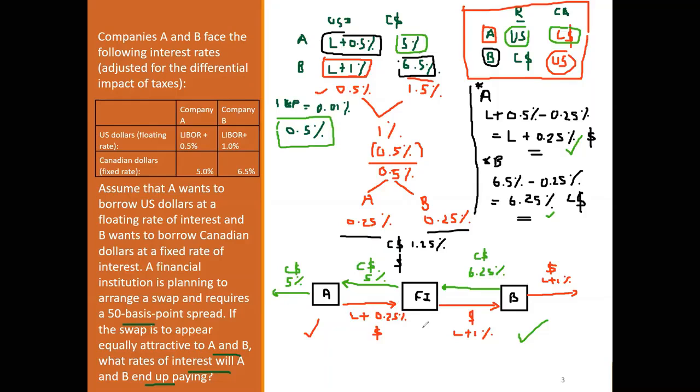In dollars, the financial intermediary is receiving LIBOR plus 0.25%, but it is paying LIBOR plus 1%. It is paying 0.75% extra. So the return in dollars would be minus 0.75. So in fact, the return to the financial intermediary has been only 0.5%.